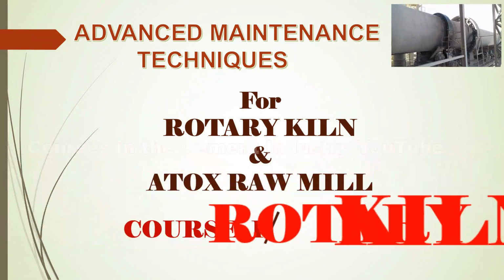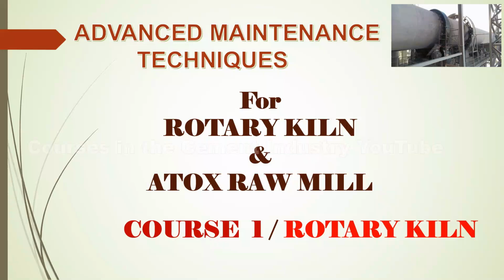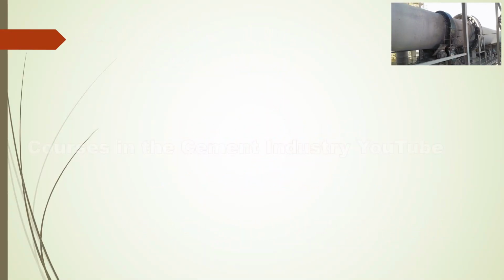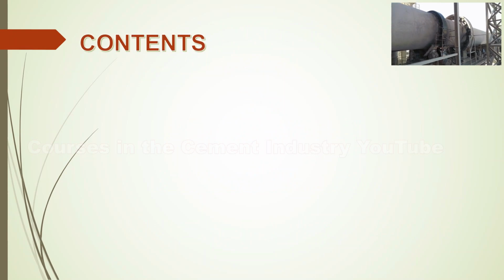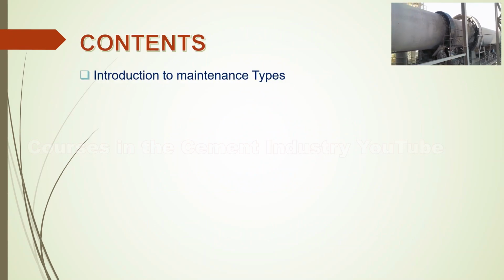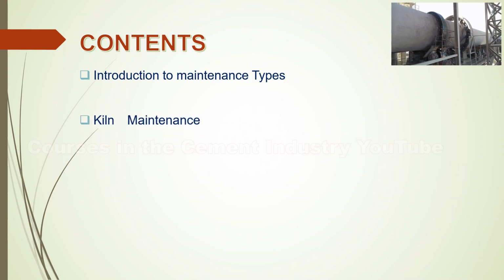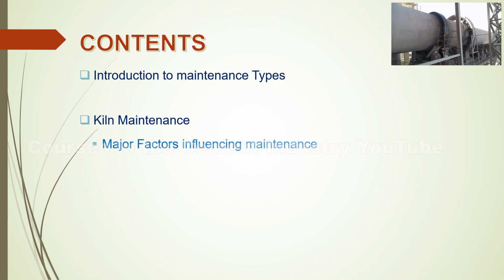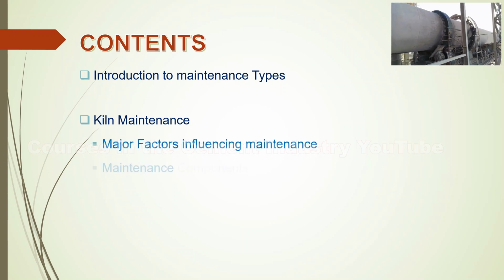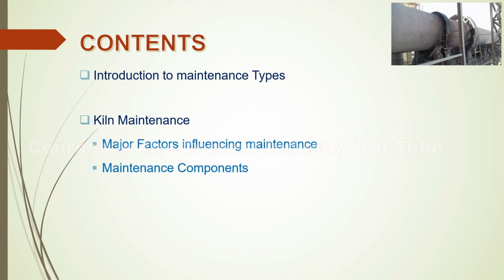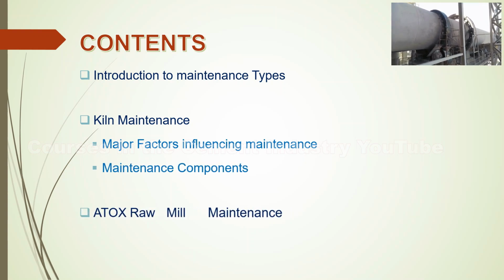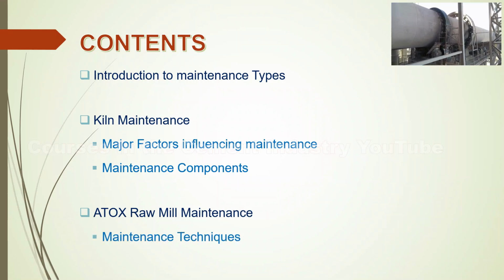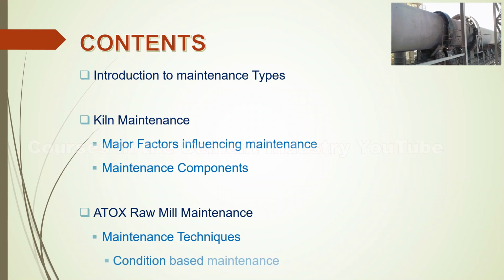Course 1. Rotary kiln. This course contents: A. Introduction to maintenance types. B. Kiln maintenance contains 1. Major factors influencing maintenance. 2. Maintenance components. C. Atox raw mill maintenance contains 1. Maintenance techniques. 2. Condition-based maintenance.